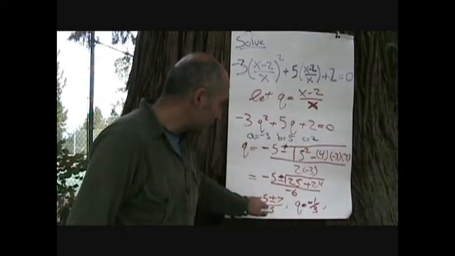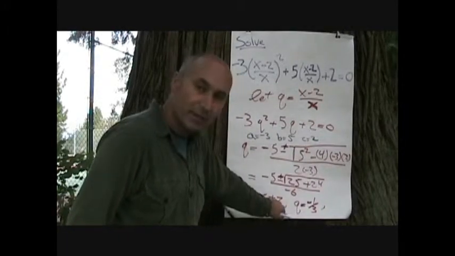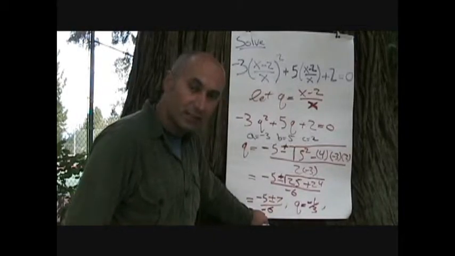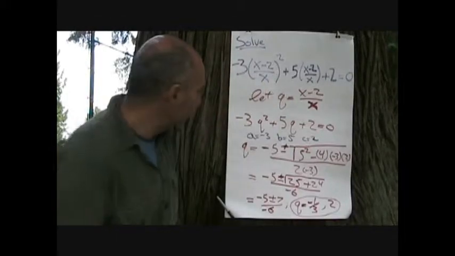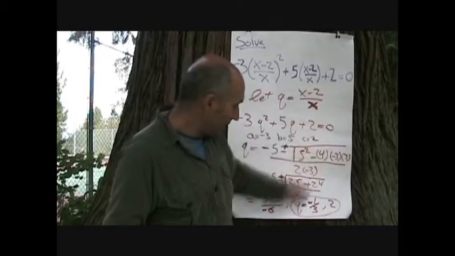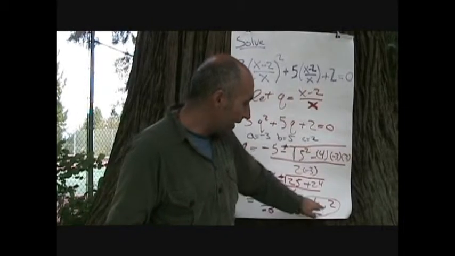The second answer is going to be negative 5 minus 7 is negative 12. Negative 12 divided by negative 6 is 2. So our two answers we got for solving this quadratic equation, right, is negative a third and 2.